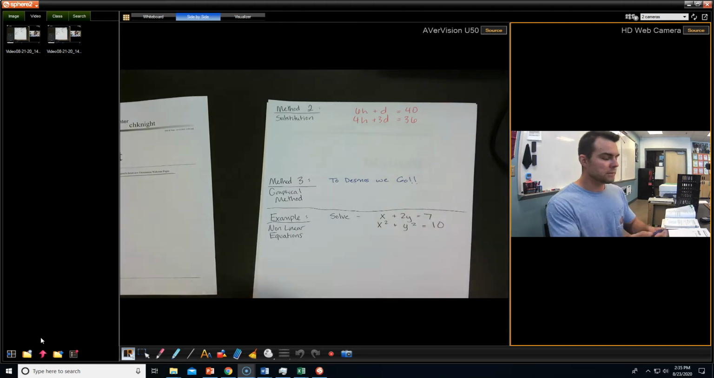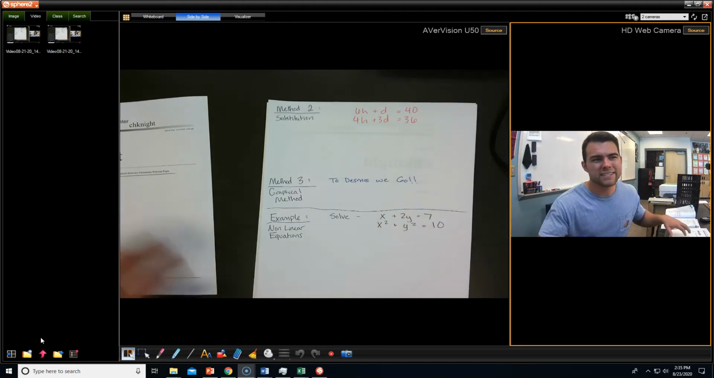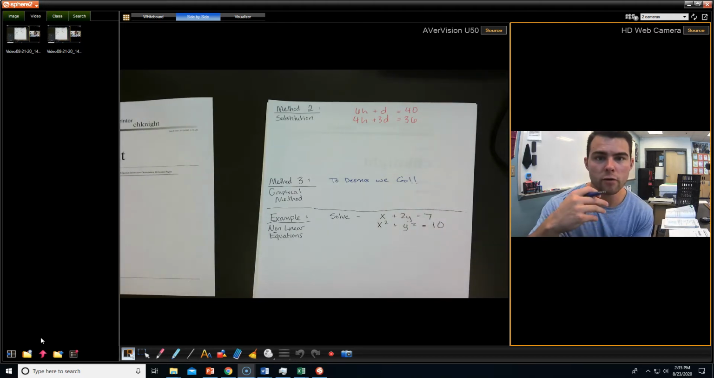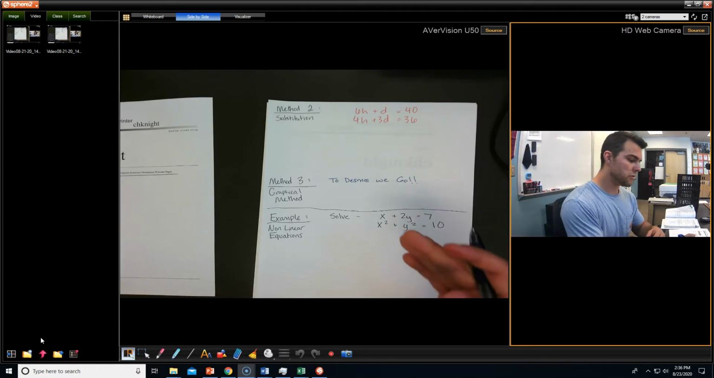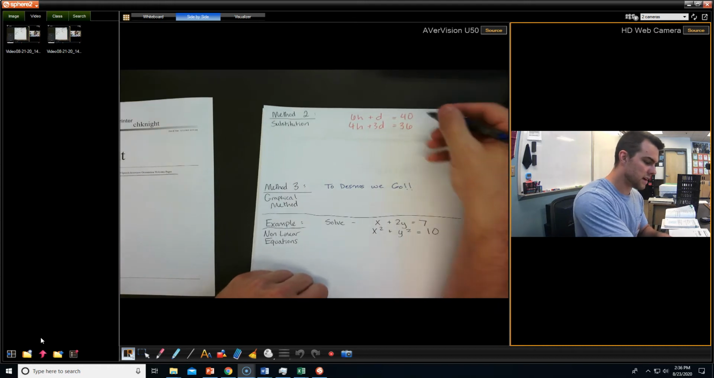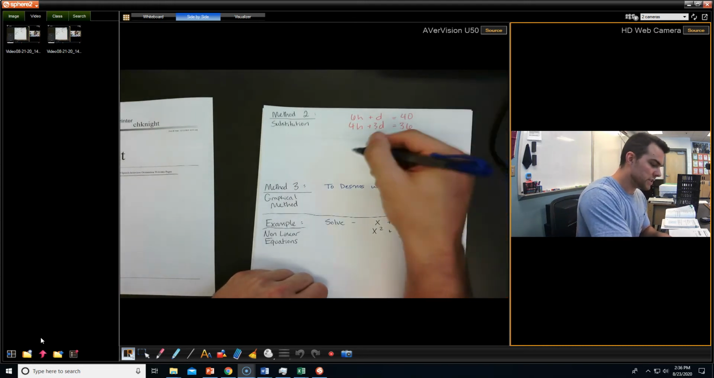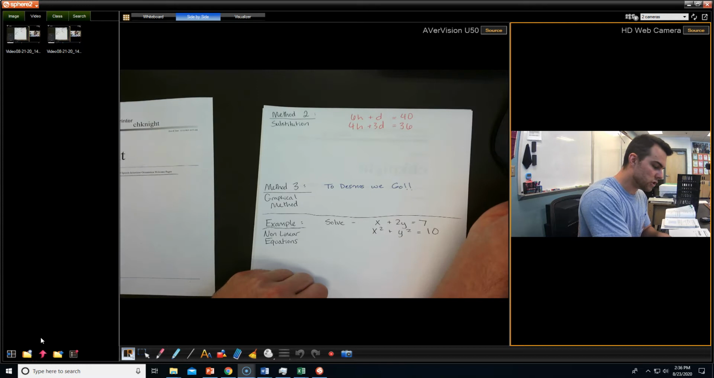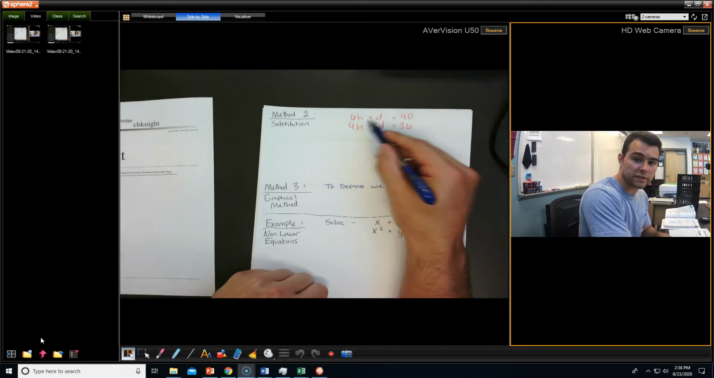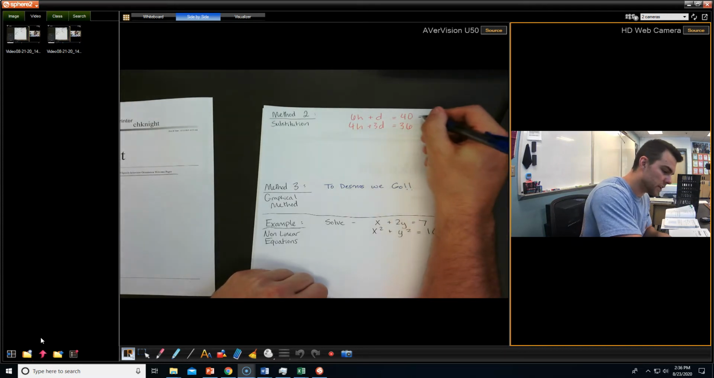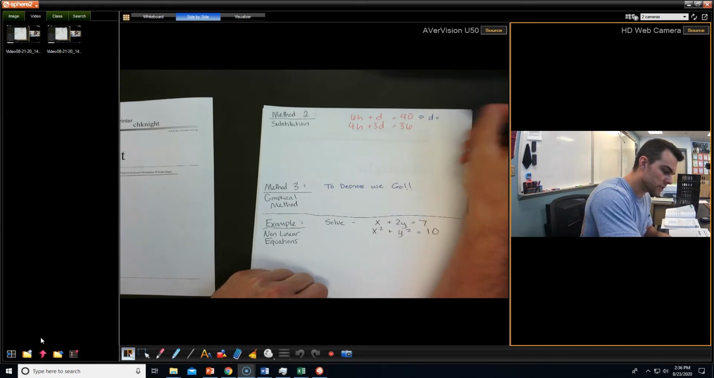So, with substitution, it's kind of a similar idea. You want to look for a way to rearrange one of the equations so you can isolate a variable. Then you're going to take whatever you get for that variable and plug it into the other equation. So our victim, once again, is going to be d. So d, if I rearrange this top equation, I subtract the 6h over from both sides, I'm going to get d equals 40 minus 6h.